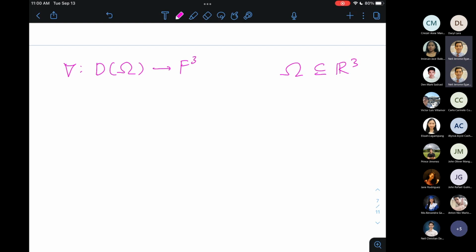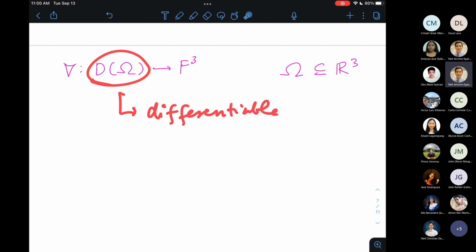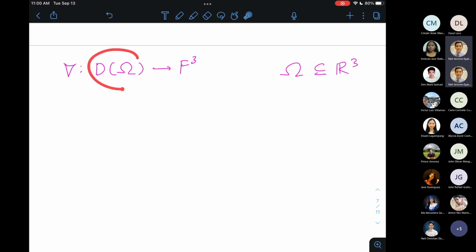All right? Si F ay set of functions, set of all functions. No other property required. Nilagyan ko siya ng F3, so ibig sabihin ito ay set of all vectors, 3-vectors of functions. So pag nagbigay ako ng isang differentiable function of 3 variables, all right? Kasi nga si omega ay subset ni R3. So si D of omega, ito ay set of all differentiable functions on omega, which is a subset of R3. So in other words, ito ay set ng mga functions of 3 variables na differentiable. Tapos, ang output ko ay papunta sa triple of functions. All right? This is just a vector consisting of 3 functions.